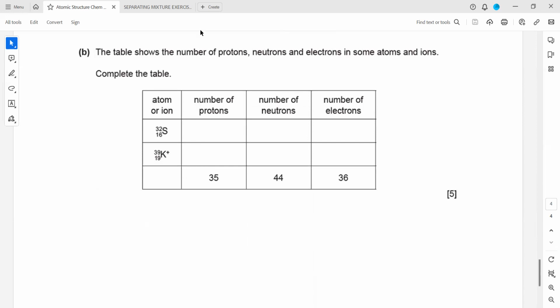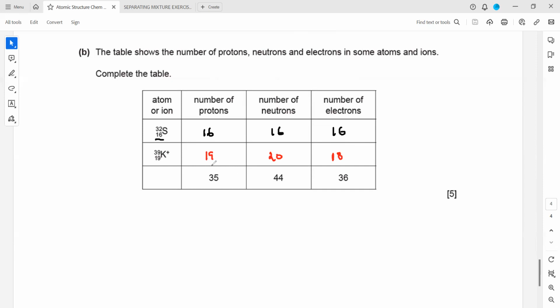The table shows the number of protons, neutrons, and electrons in some atoms and ions. Number of protons for sulfur is 16. To get the number of neutrons, you subtract 32 minus 16, so it will be 16. Because it's an atom, it should have an equal number of electrons as protons. For potassium, it is 19. 39 minus 19 is 20. Because it has a +1 charge, it has lost an electron, so it will have 18.